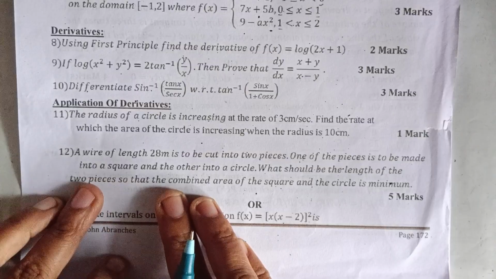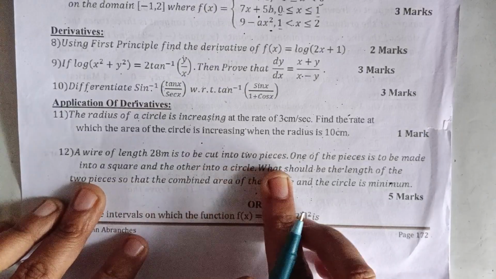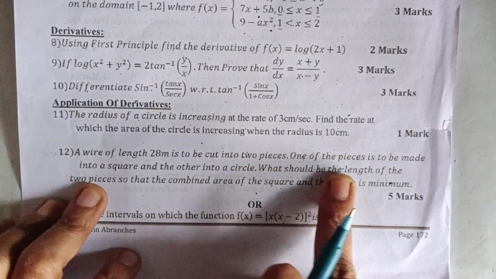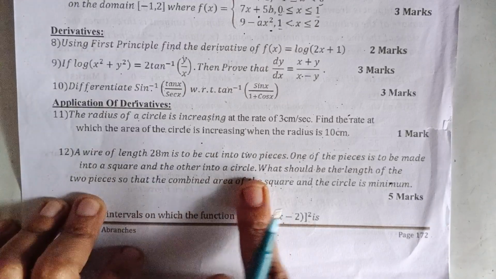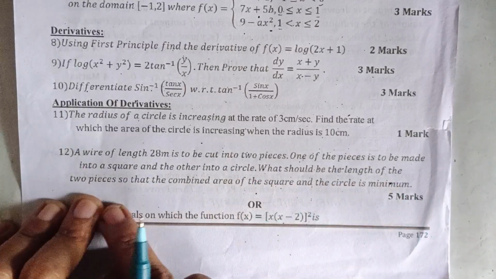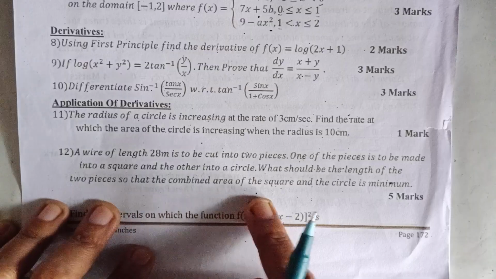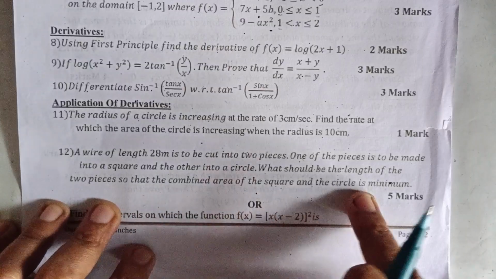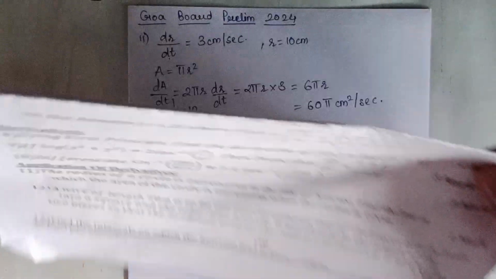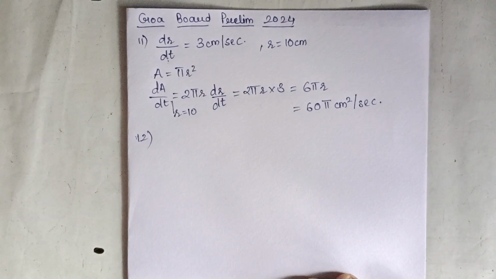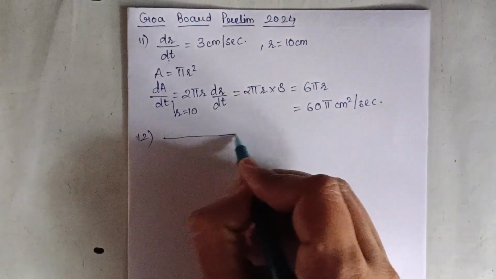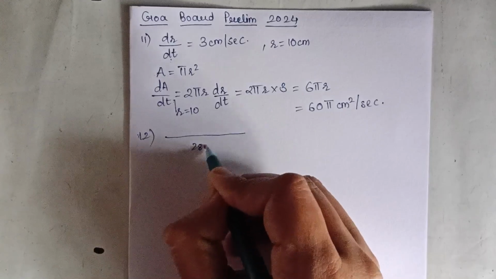12th one. A wire of length 28 meter is to be cut into two pieces. One of the pieces is to be made into square and the other into a circle. What should be the length of the two pieces so that the combined area of the square and the circle is minimum? So here a wire of length 28 meter is given.